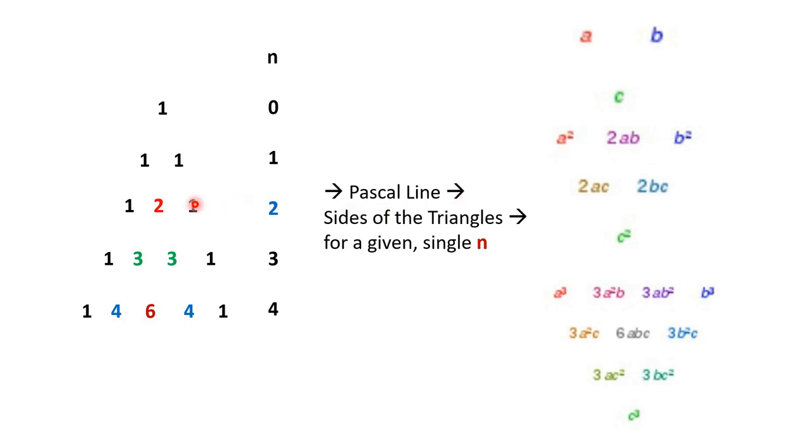So you see 1, 2, 1 for n equal to 2. So for (a plus b) whole square, the terms arise in such a way that you have arranged them in triangular form: 1, 2, 1, 1, 2, 1, 1, 2, 1. So the sides of the triangle are nothing but the Pascal line for a given n, okay?